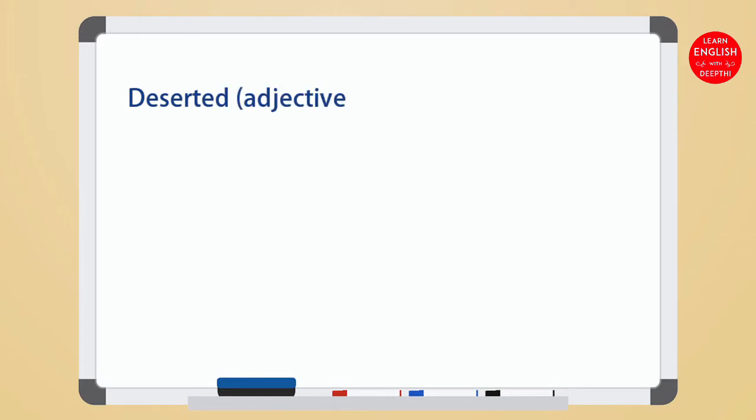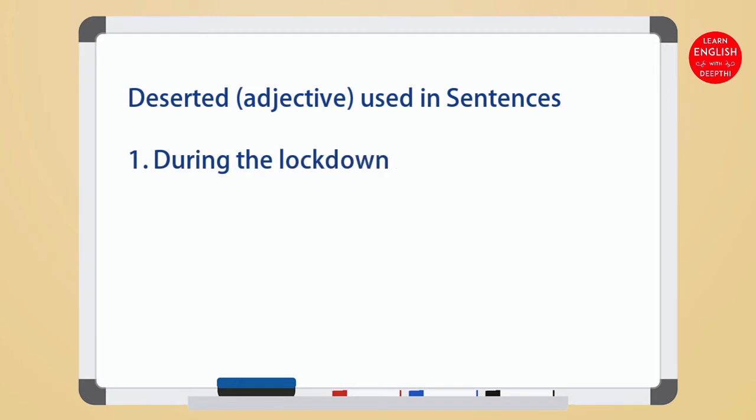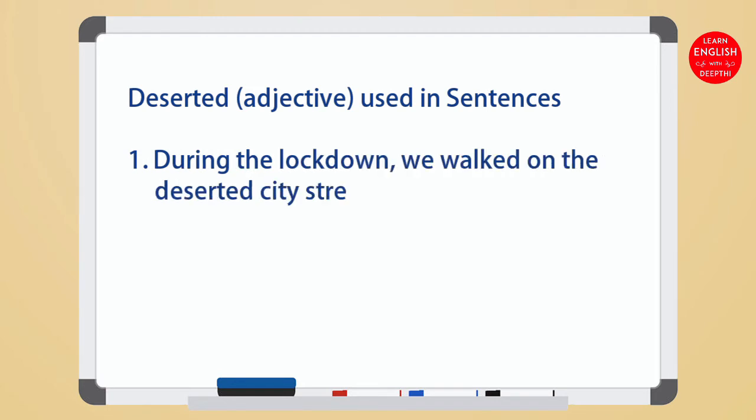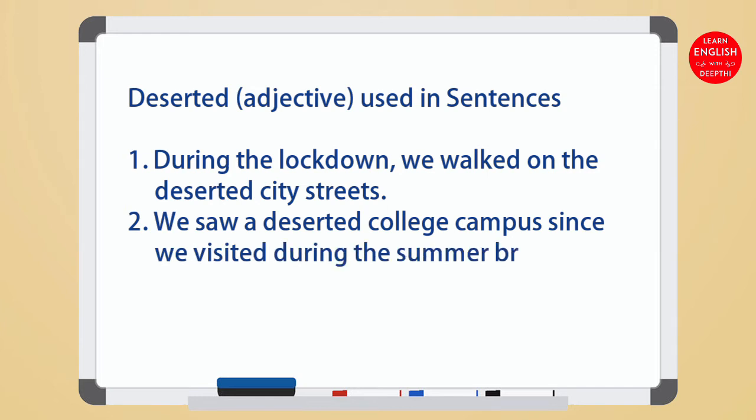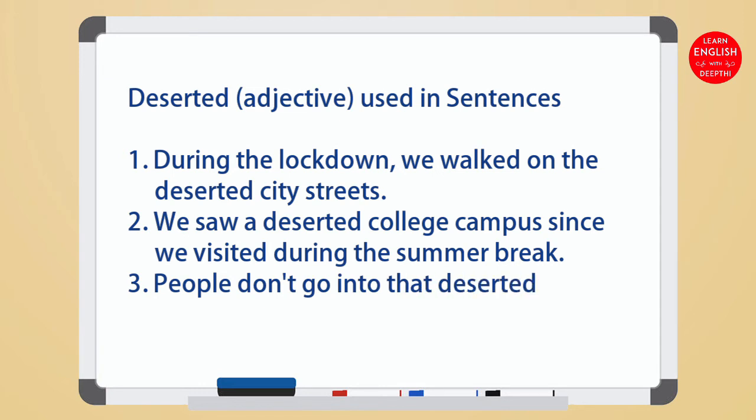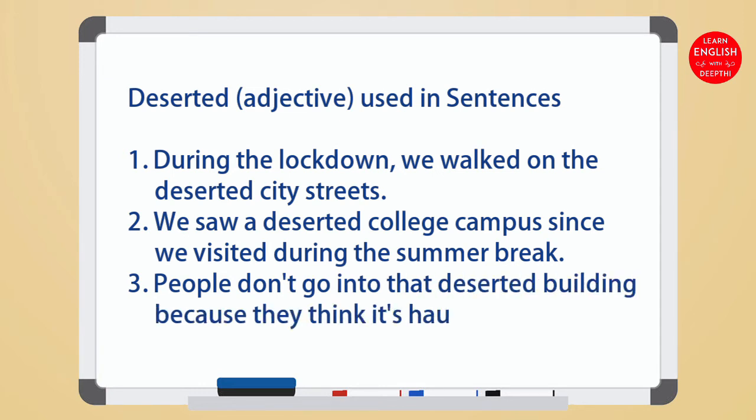During the lockdown, we walked on the deserted city streets. That means the city streets were empty and we walked on the empty streets during the lockdown. We saw a deserted college campus since we visited during the summer break. Here it means that they visited the college campus during summer break, so the college campus was empty. There were no people, there were no students when they saw the college campus.